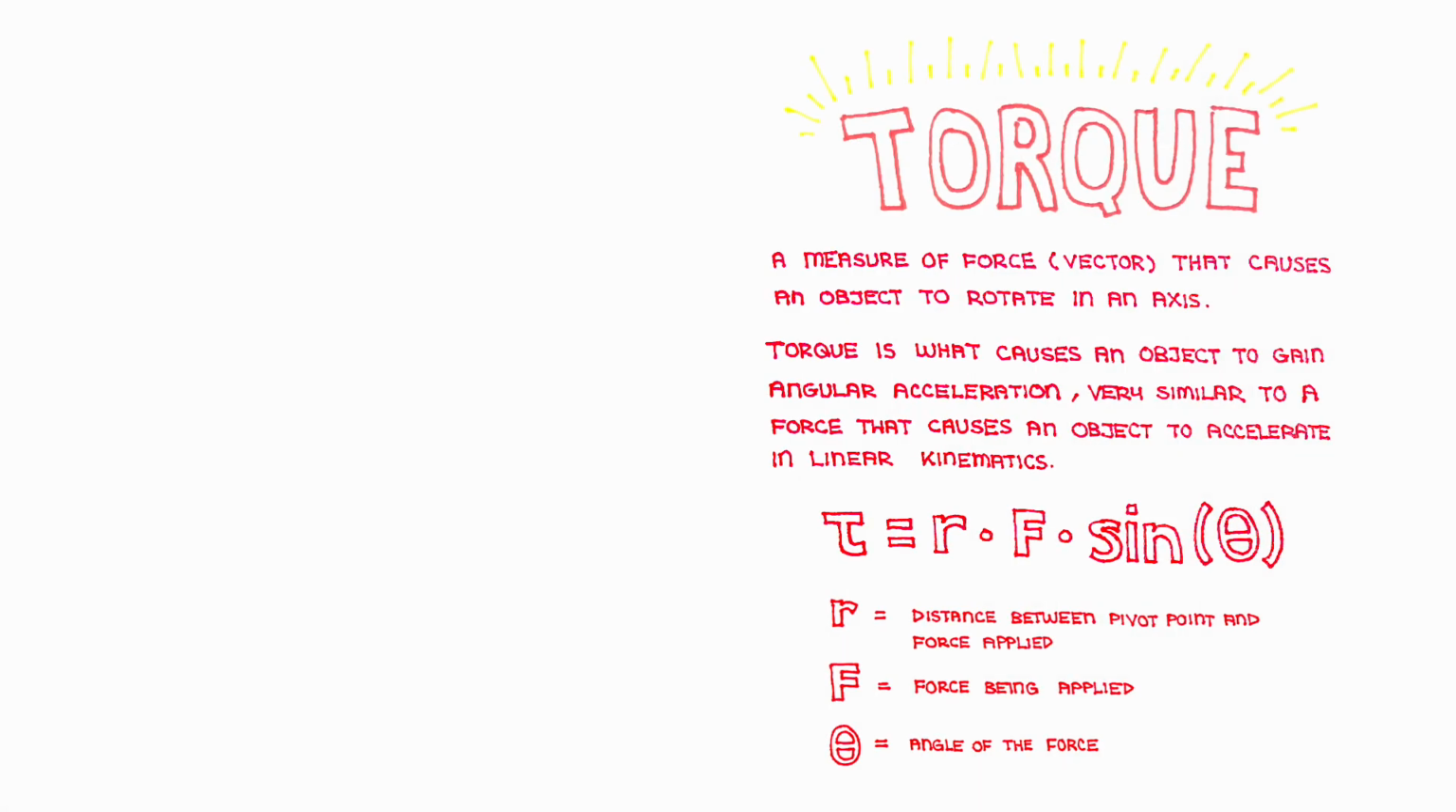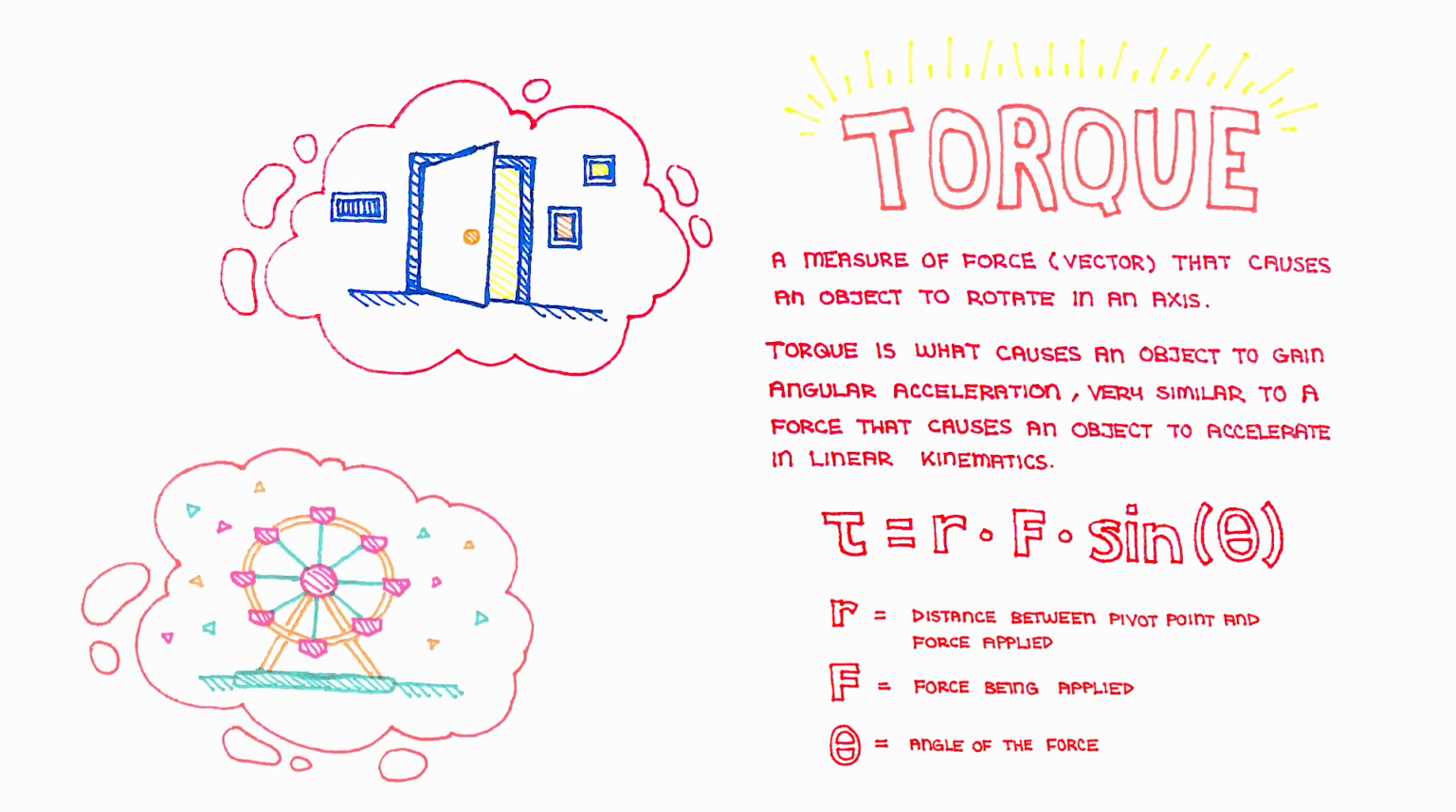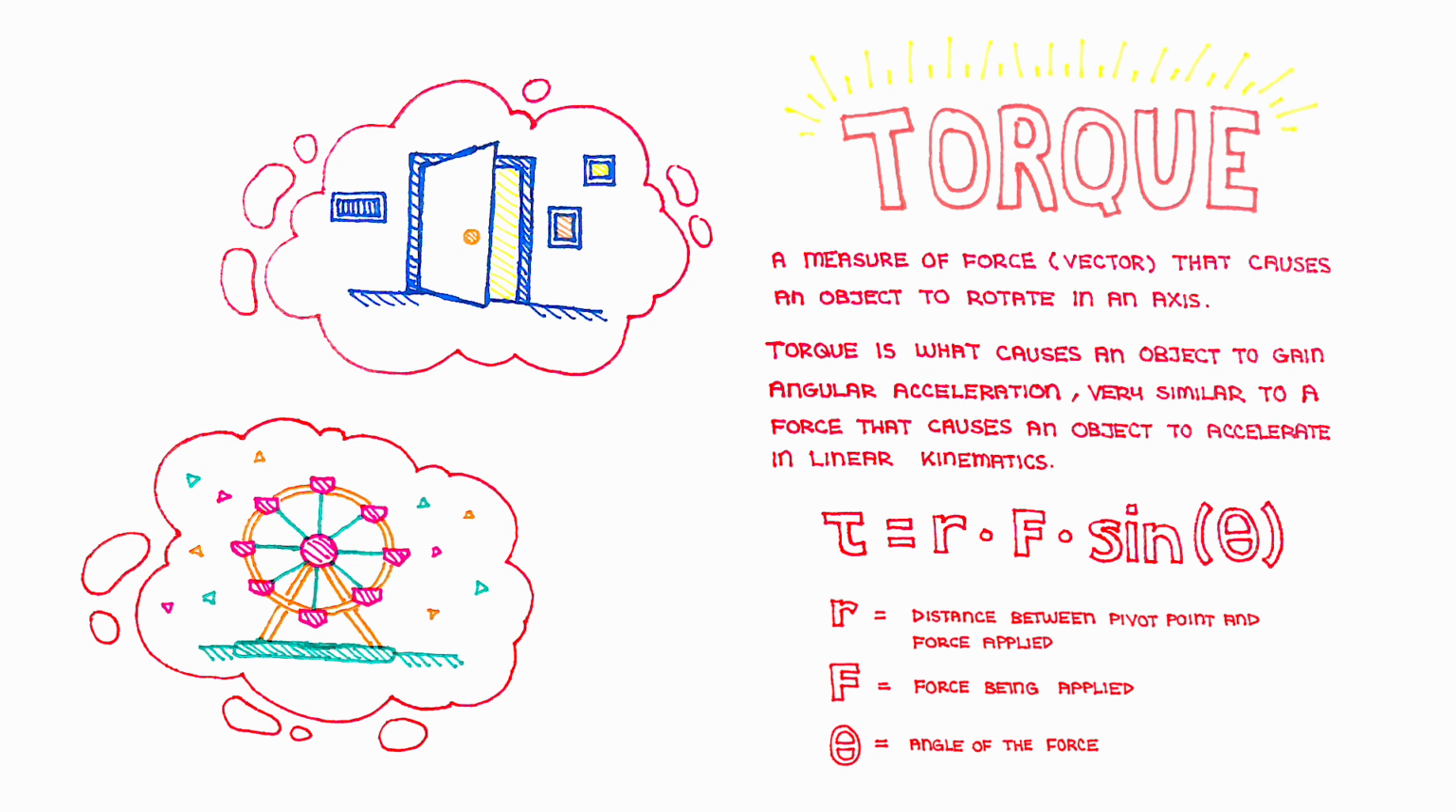Torque, on the other hand, explains how forces cause rotation, like swinging a door or spinning a Ferris wheel. Torque explains how things turn. It depends on three things: the force you use, how far from the pivot you push, and the angle you push at. Here, r is the distance from the pivot point, the center of rotation, to where the force is applied. The farther away, the easier it is to turn something.